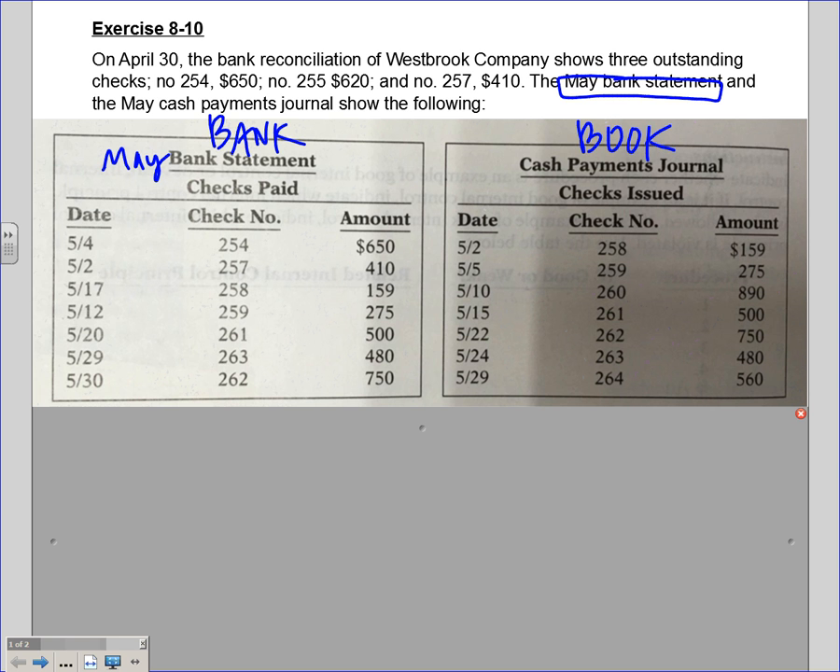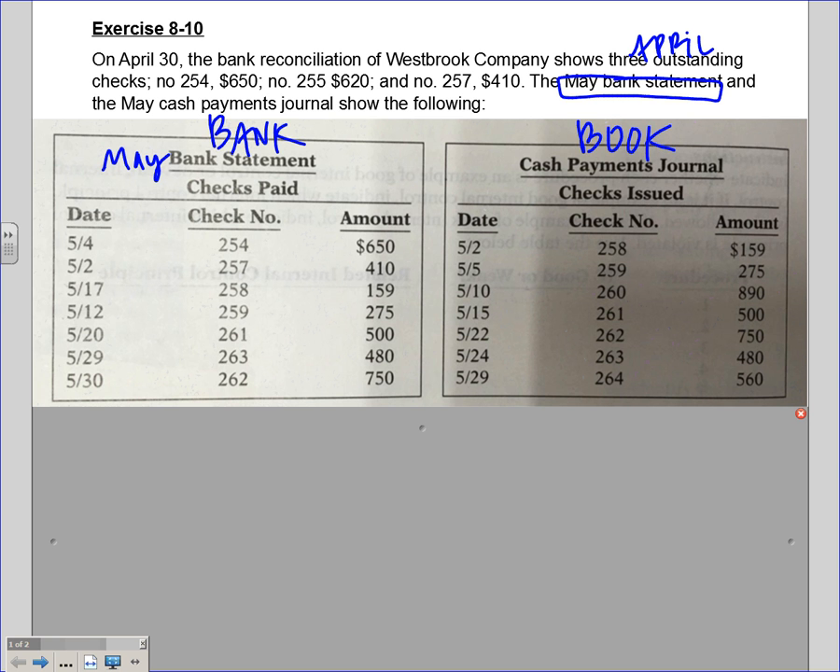Now let's work through this. What we're trying to do with this exercise is figure out which checks are outstanding, which checks are floating out there, okay? Because the book says one thing, the bank says another. Now what you need to know before we even start this is that this is all the May activity. Let's read this first statement though. On April 30th, the bank reconciliation of Westbrook Company shows 3 outstanding checks. So these 3 outstanding checks were from April. Like at the end of April, we still had 3 floaters out there.